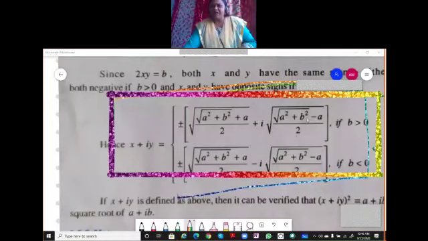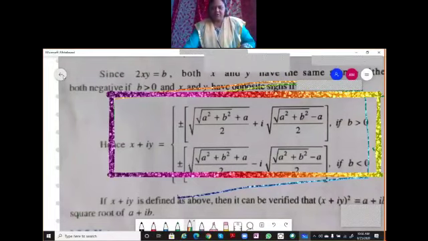This is the case when b is greater than 0. If b is less than 0, the same formula applies, but instead of plus, here we have to take minus. That's all. So, shall we solve one problem? Is it clear to everyone, boys and girls? Yes, madam. Okay, good.